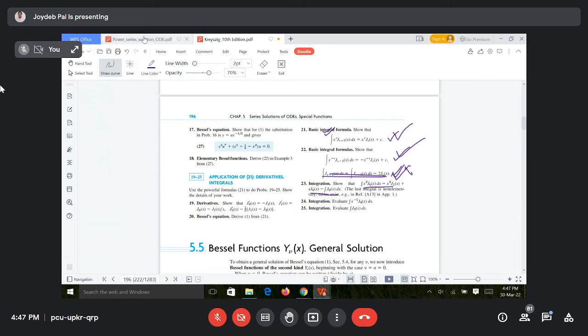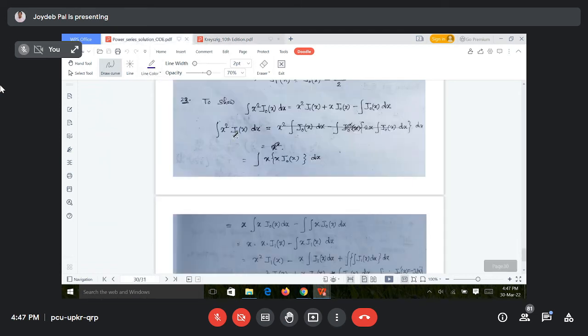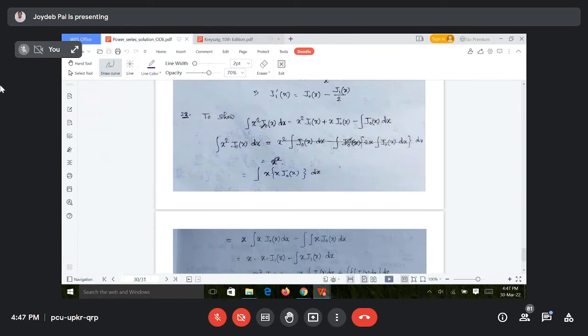Now see, I am showing how I have done it. The integral of x squared J naught x dx, that I have to show. So I am doing it actually by parts.